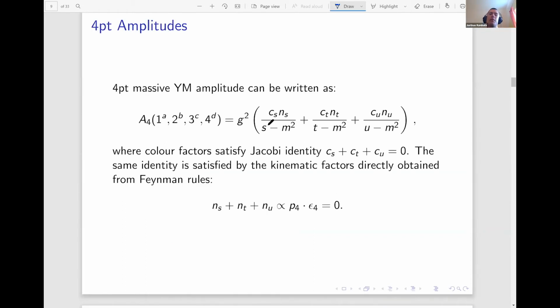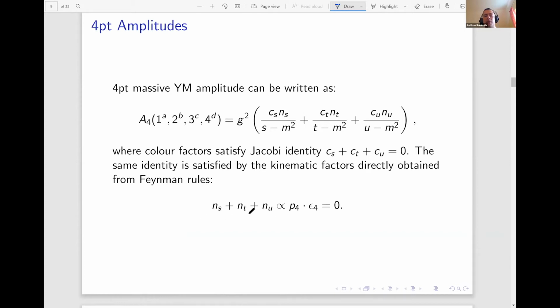Then the next thing was to look at 4-point amplitudes, and we wrote the massive Yang-Mills 4-point amplitude in this usual form, where the C's are color factors and the N's are kinematic factors. And we found that the kinematic factors obtained directly from Feynman rules already satisfy the color-kinematics duality.